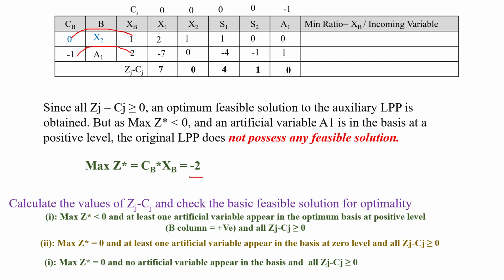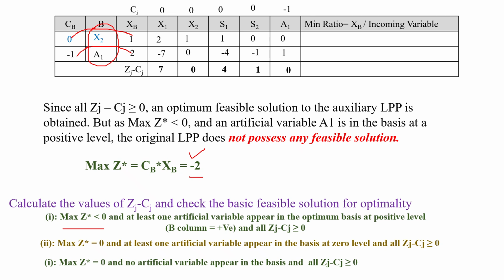So in the Zj minus Cj values, if we get all positive values, then once again we have to check the other conditions. The first condition is whether maximum Z star is equal to 0 or less than 0. Here we got less than 0, that is the minus 2 value. And one more thing you have to observe: whether at least one artificial variable appears in the basis or not. In the basis, we got one artificial variable.